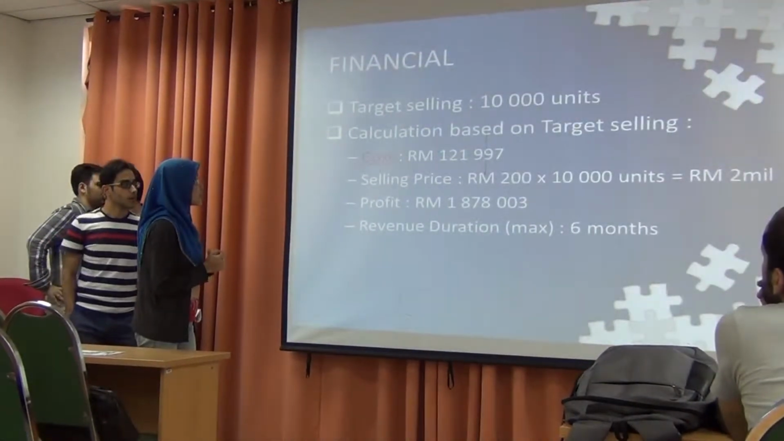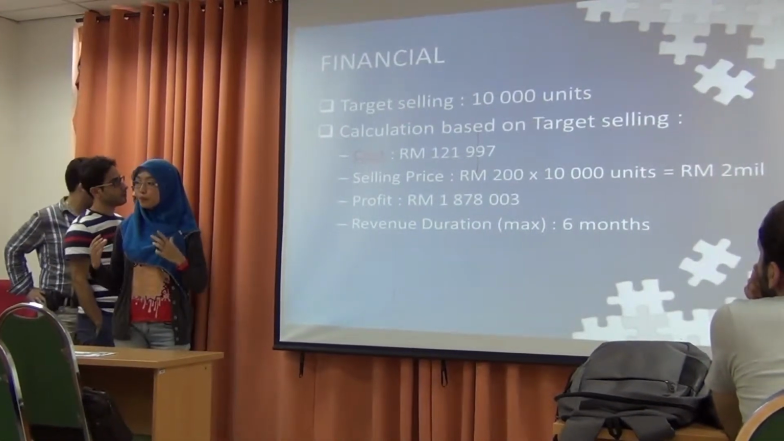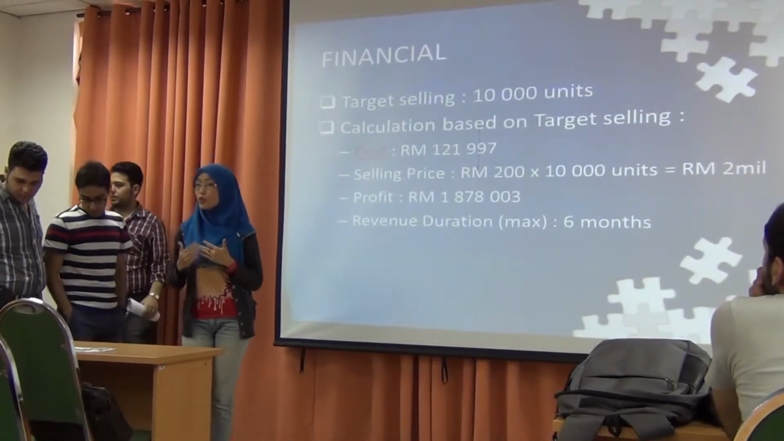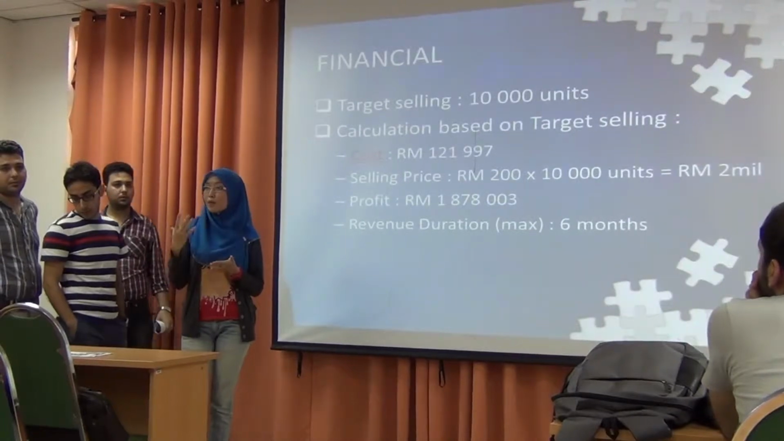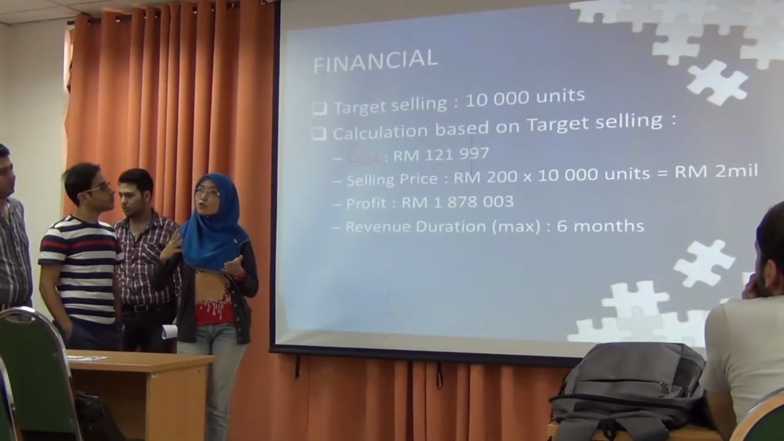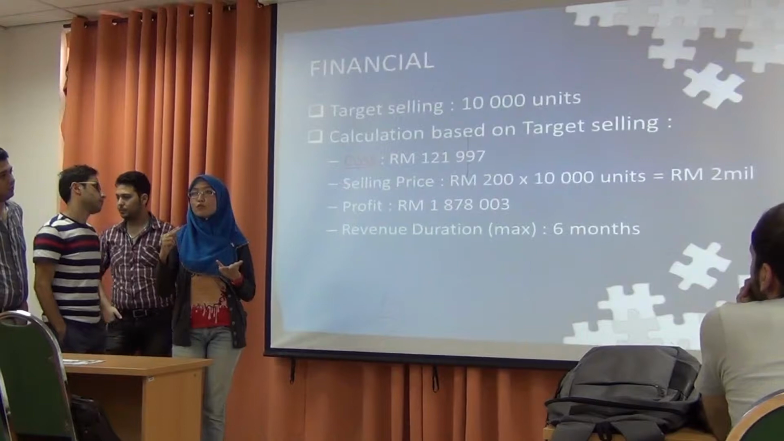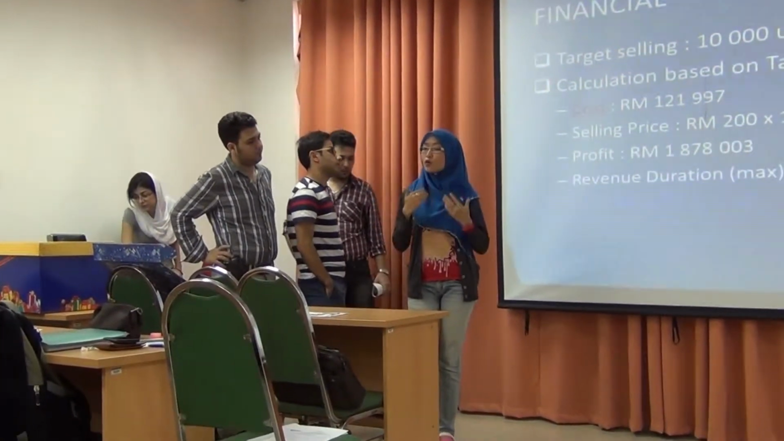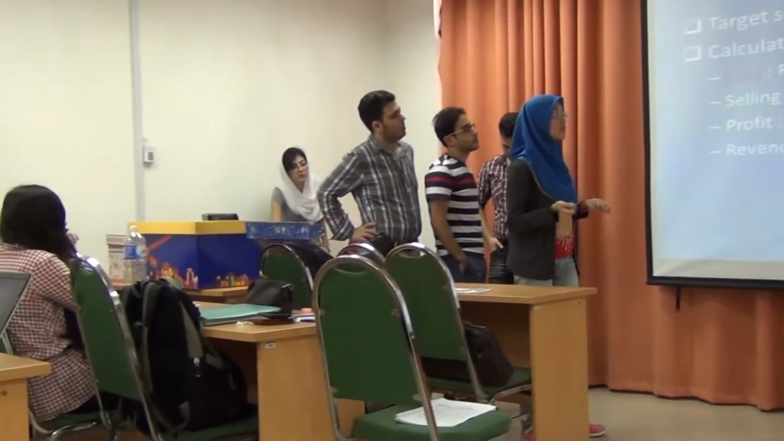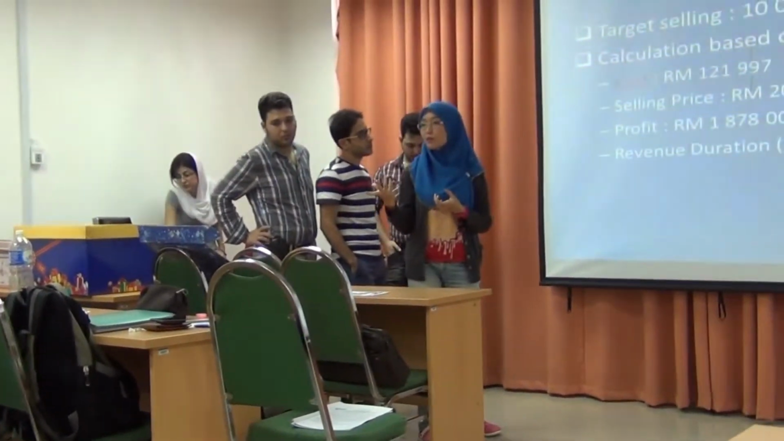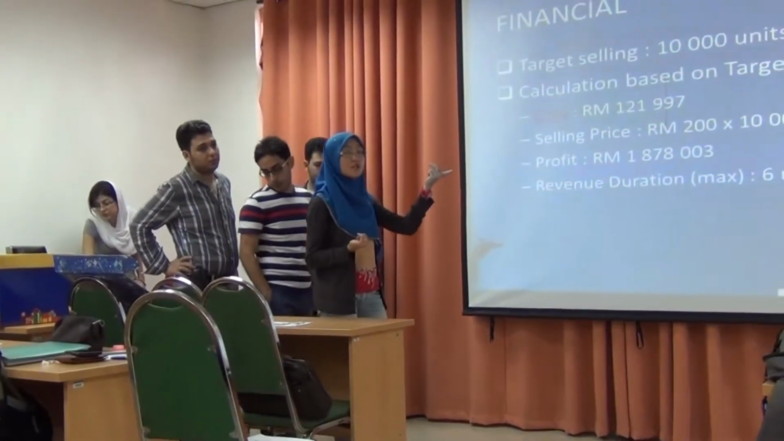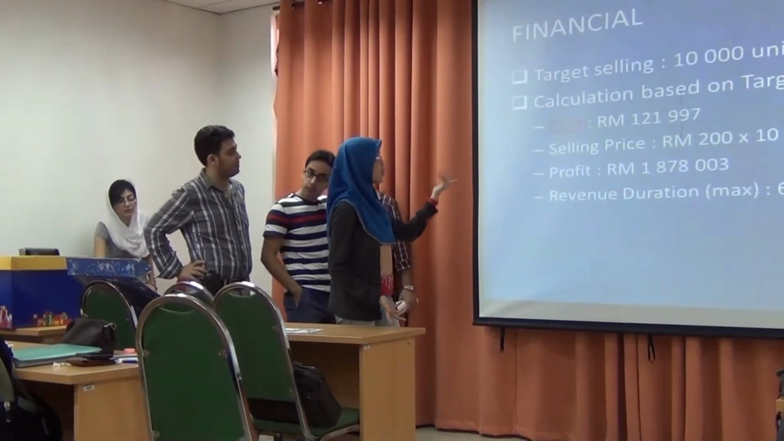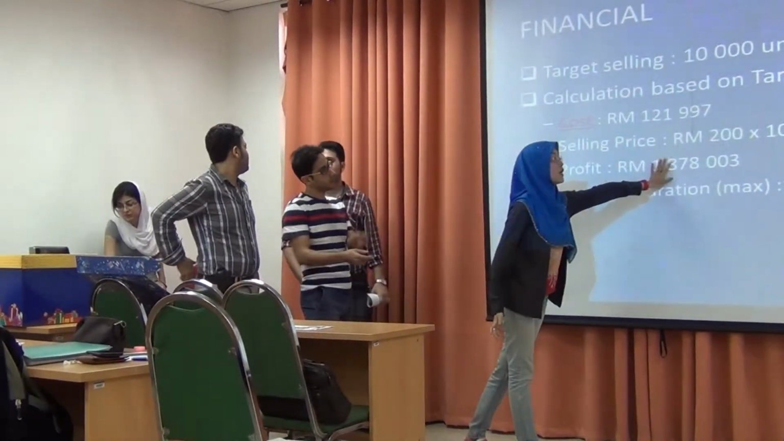So the selling price should be 200 per unit. 200 per unit includes the maintenance service, where we will come to the schools maybe twice, not once, every 2 months or something. We will discuss how the Kementerian will ask us for the maintenance. So the price is 200 including the maintenance, times 10,000 units for the first target, and we will get 2 million ringgit. So the profit is around 1,800,000 ringgit.